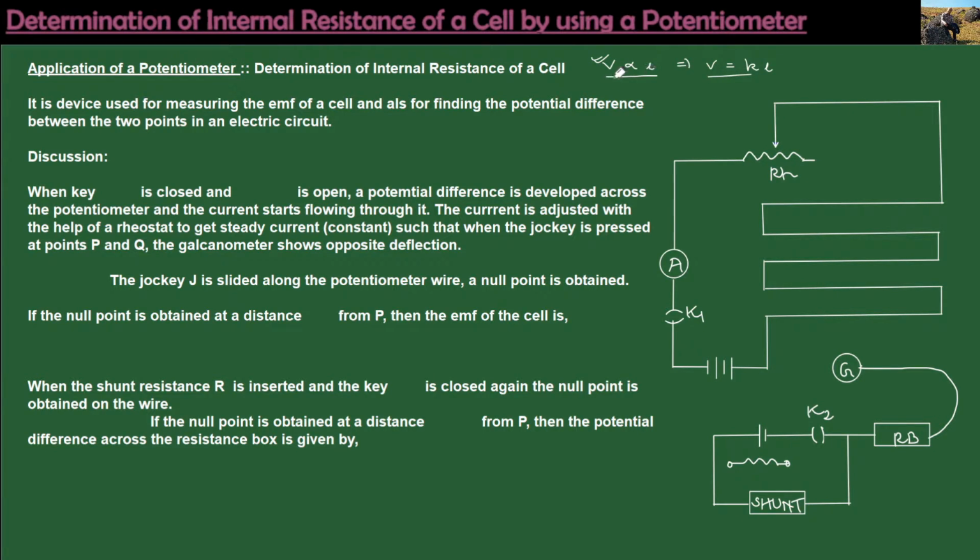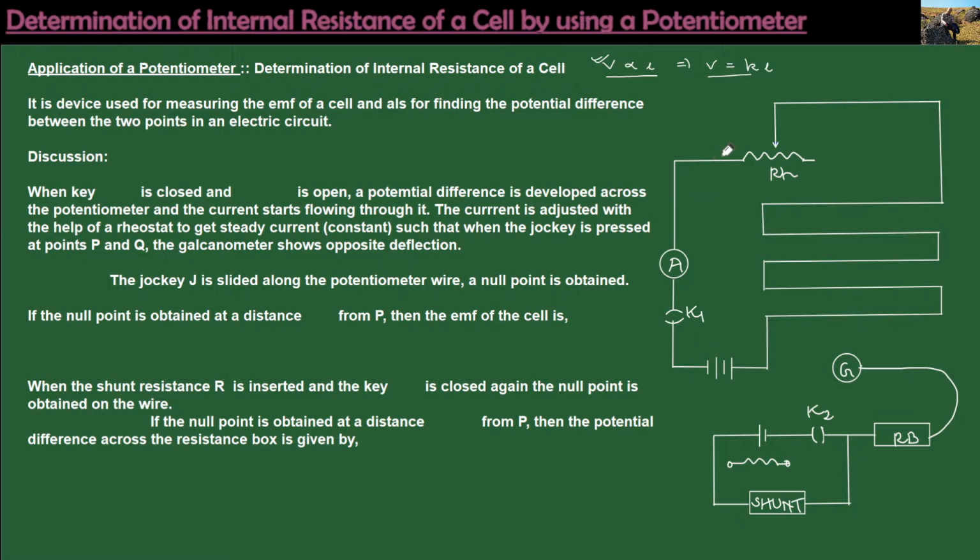Let me repeat: the potential across the two ends of the potentiometer wire is directly proportional to the length of the balance point. So in this case, V is proportional to L, which is equal to V equals KL. So we'll use this principle to find out what is the internal resistance of the cell.